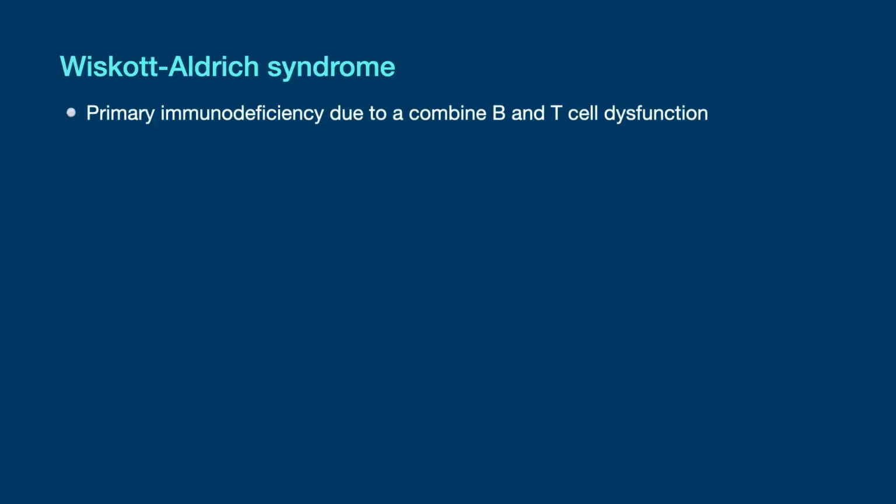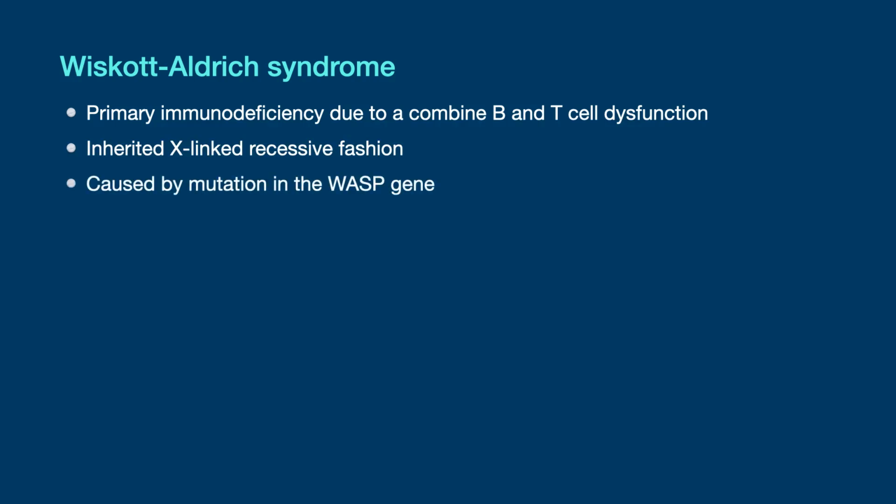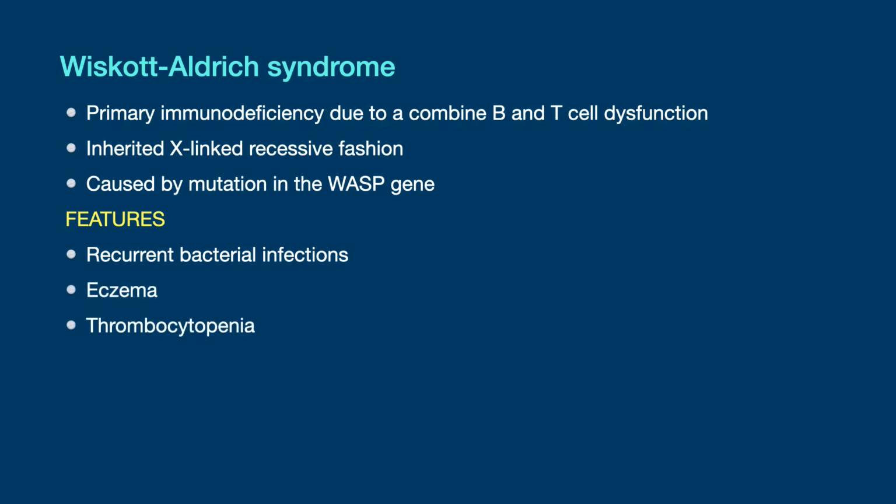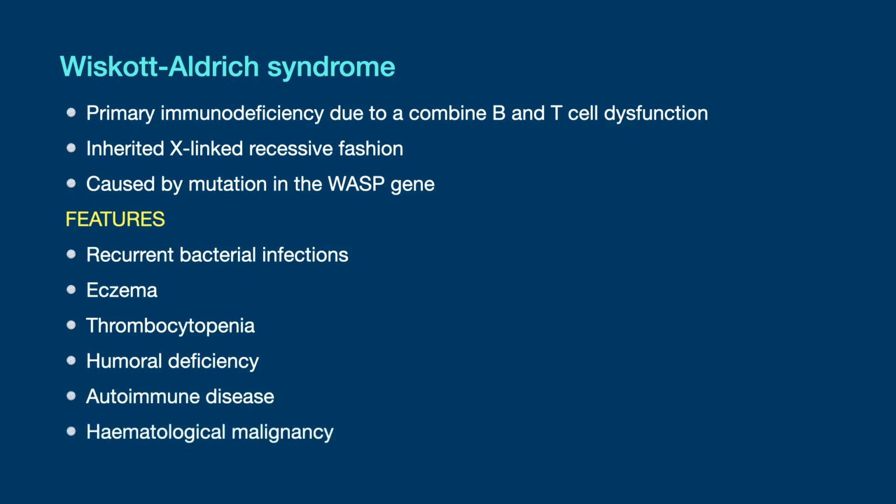Wiskott-Aldrich syndrome causes primary immunodeficiency due to a combined B and T cell dysfunction. It is inherited in an X-linked recessive fashion caused by a mutation in the WASP gene. Features are recurrent bacterial infections, eczema, thrombocytopenia, humoral immunodeficiency, autoimmune disease, and hematological malignancy.